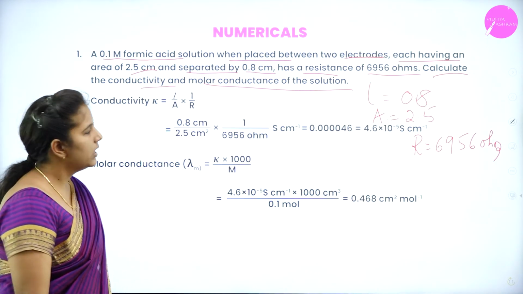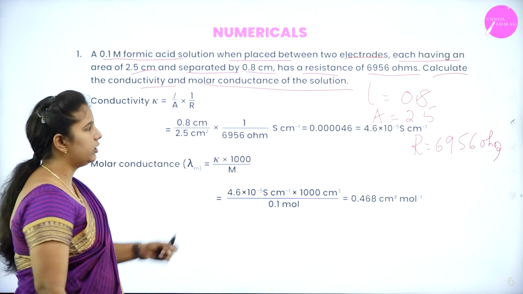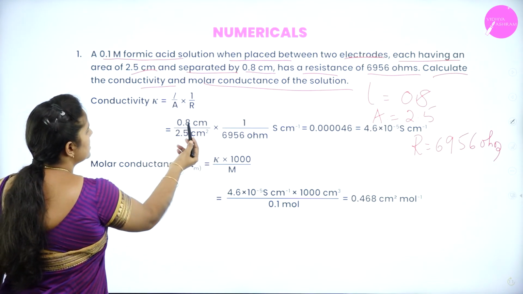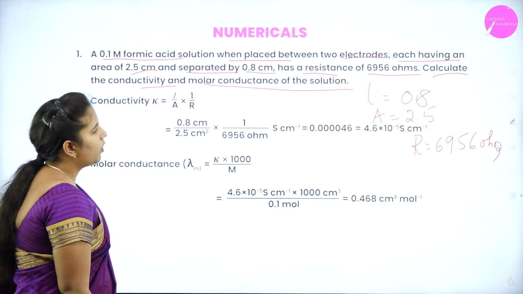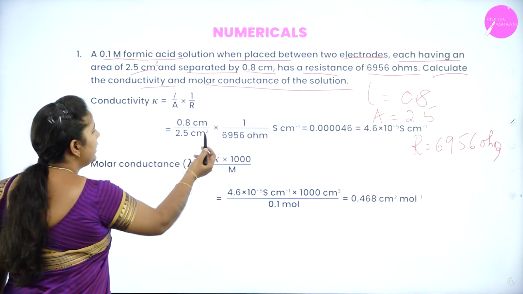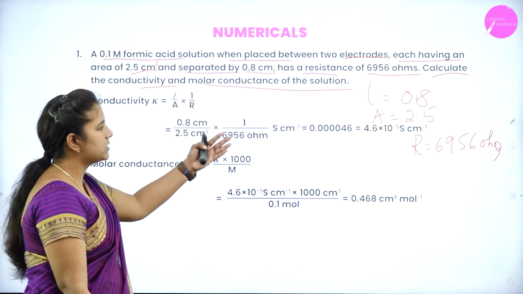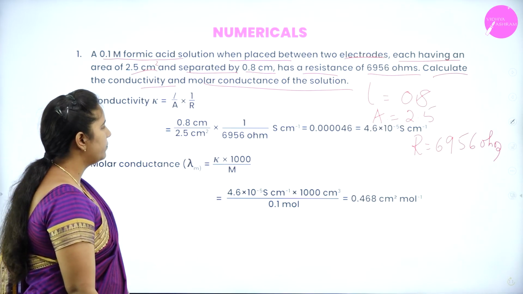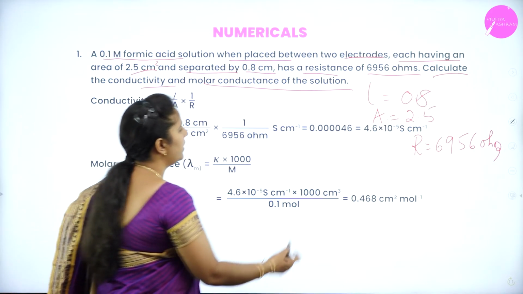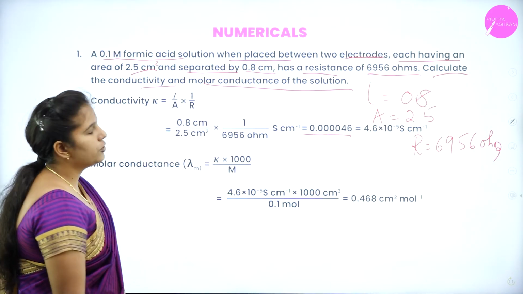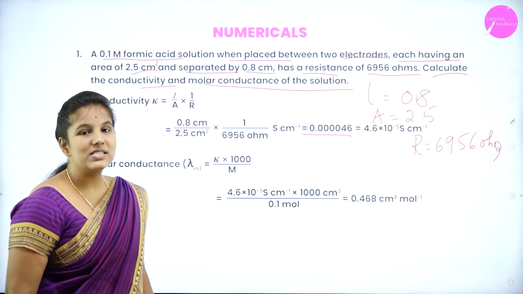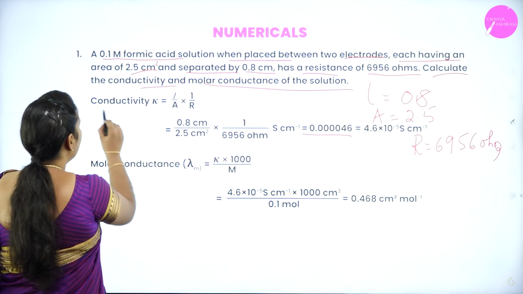Now we need to calculate the conductivity and the molar conductance of the given solution. How to find this? We know that the conductivity is equal to L divided by A into 1 by R. We know the values for L, that is 0.8, divided by A, 2.5 centimeter square. So it has to be centimeter square. Into what is the value for the resistance? 6,956 ohm. If you divide this and multiply with this, you will get 0.000046, or you can write it as 4.6 into 10 power minus 5 Siemens per centimeter. This is for the conductivity.